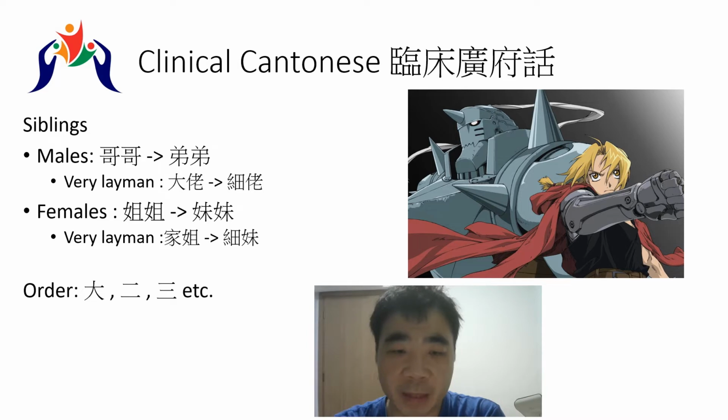To be more specified, we also address them as the oldest. Like last time, we addressed uncles and aunties. So, for example, like 大哥, 二哥, something like that. 大家姐, 二家姐. Yeah, we address them in orders as well.